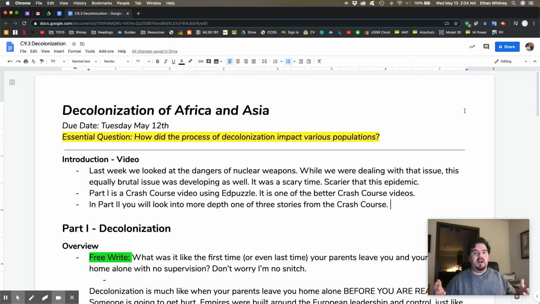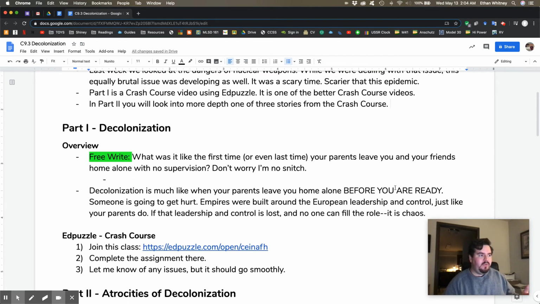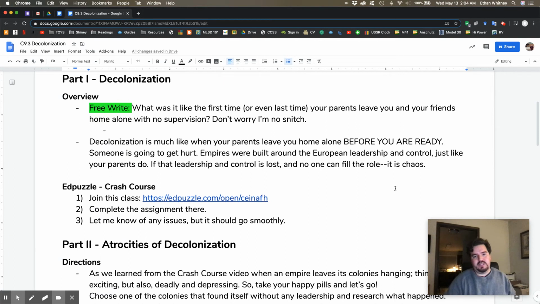So decolonization happens. The empires relinquish control. They let those colonies they used to control have their own independence. And unfortunately, they do that before those countries are really ready. I always think of it like pulling the rug out from underneath somebody. These colonies were so dependent, so used to being ruled by these other empires that they just don't know how to govern themselves.